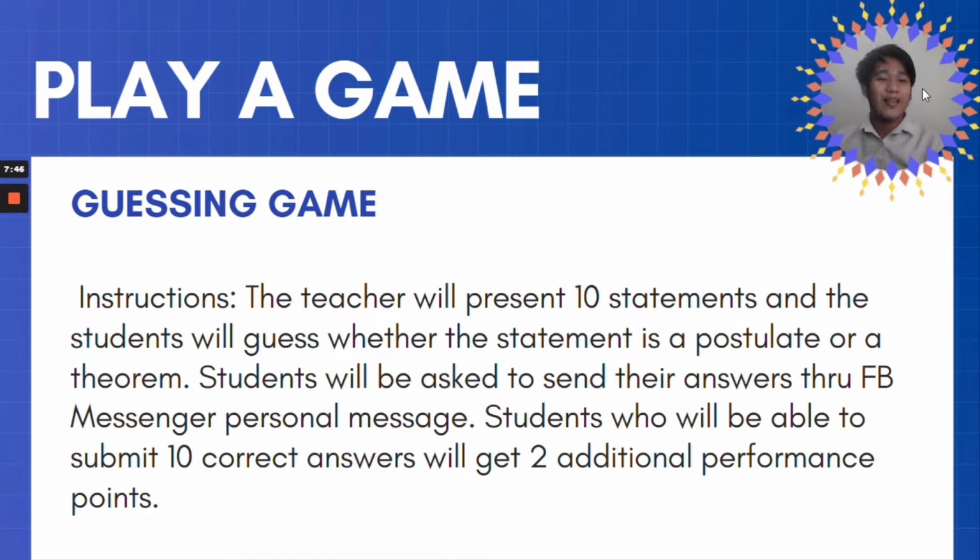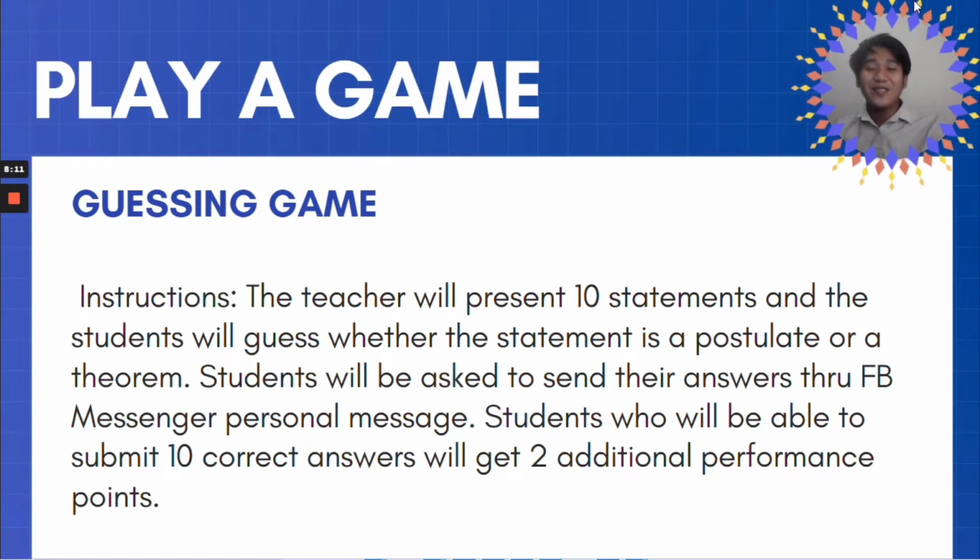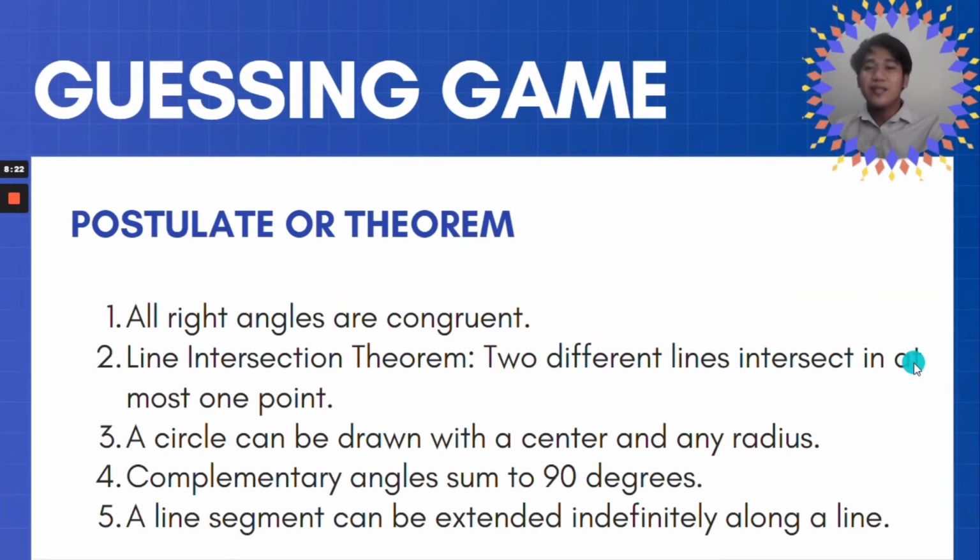Students will be asked to send their answers through Facebook Messenger personal message. You send a PM to me, your 10 guesses, postulate, theorem, like that. Students who are able to submit 10 correct answers will get 2 additional performance points. Again, only those students who get 10 correct answers. Okay, let's proceed. So, postulate or theorem.